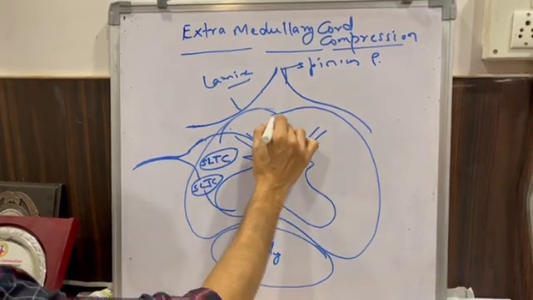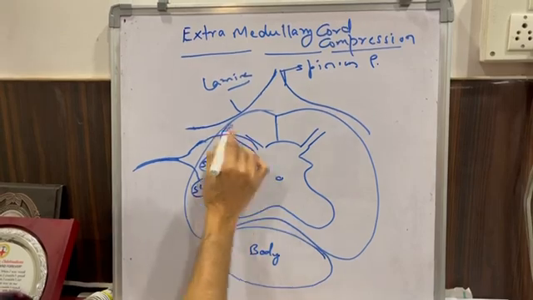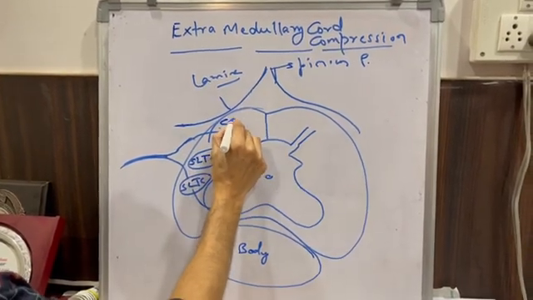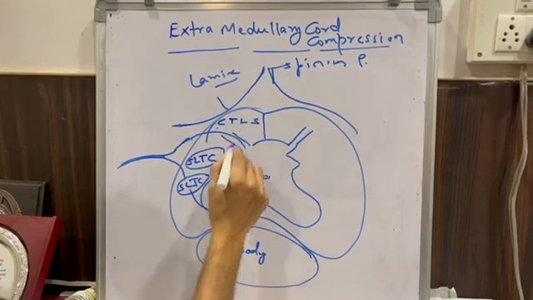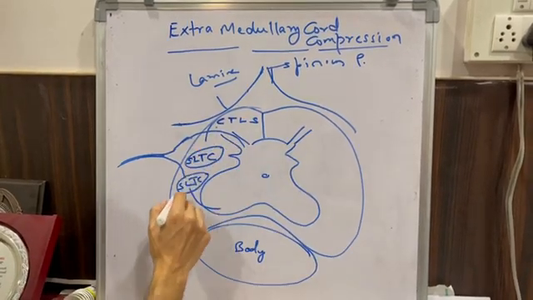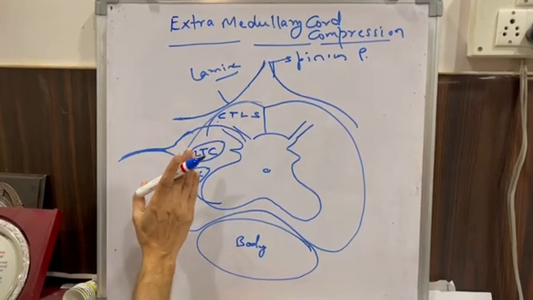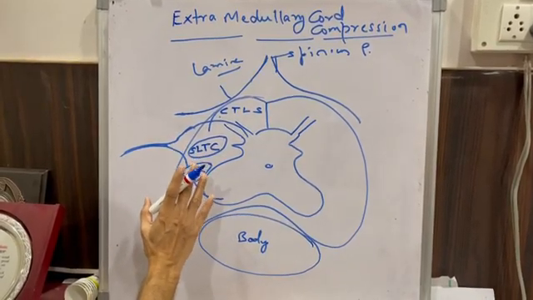But here in the dorsal column, the arrangement is different: from outside within, outside cervical, then thoracic, then lumbar, then sacral. So to understand this is very important. These are the fiber arrangements that are in the spinal cord substance.